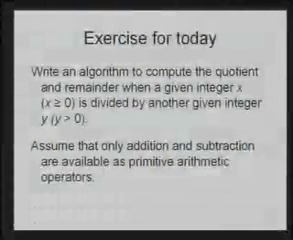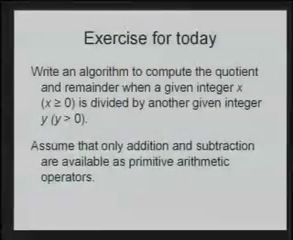And at the end of the lecture, there is one more exercise for you to try yourself. I want you to write an algorithm to compute the quotient and the remainder when a given integer x, which is more than or equal to 0, is divided by another given integer y, which is known to be greater than 0. So for example, if let's say 15 is divided by 7, then the quotient should be 2 and the remainder should be 1. But assume that only addition and subtraction are the arithmetic operations available to you. So please write an algorithm for doing that, just to reinforce the concepts that we have learned today.